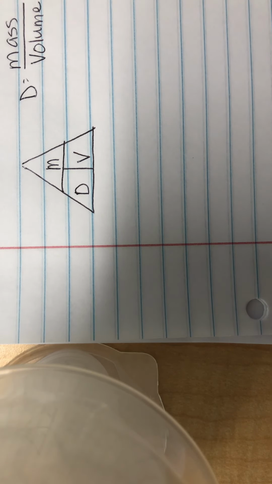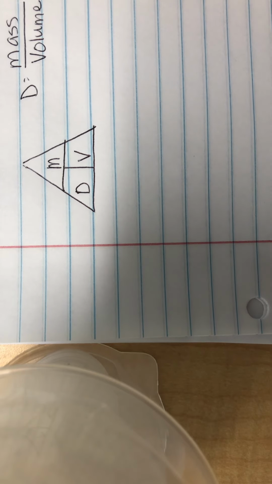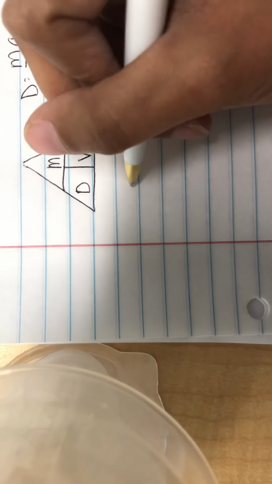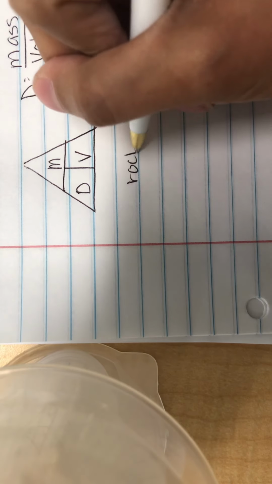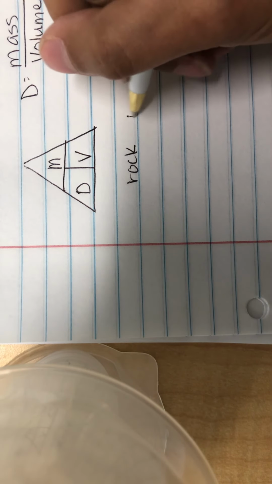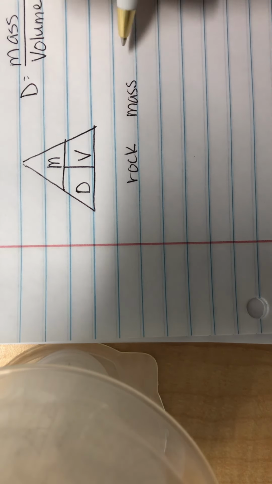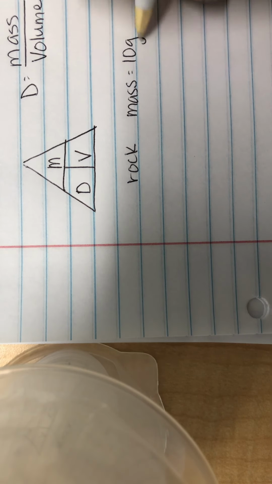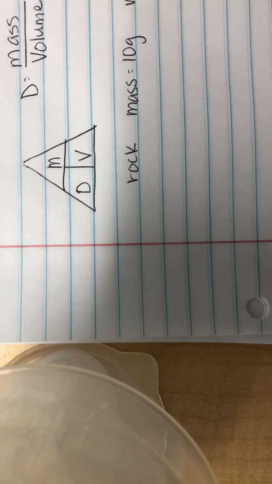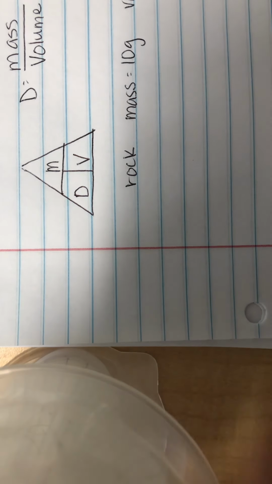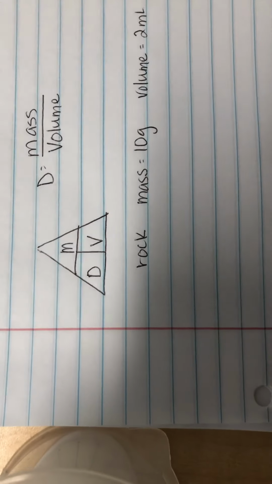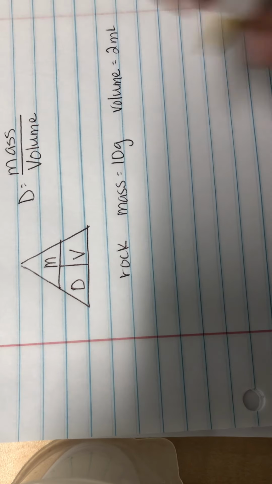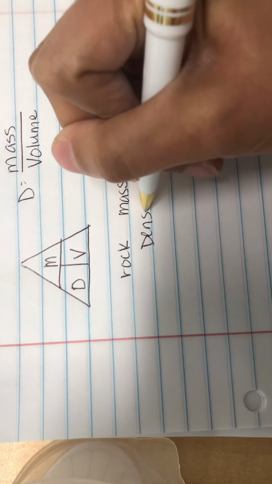Okay, now let's have a problem. So let's say I have a rock where my mass is 10 grams and my volume is 2 milliliters. Let's see, can you see that? All right. Okay, so it wants me to find the density.